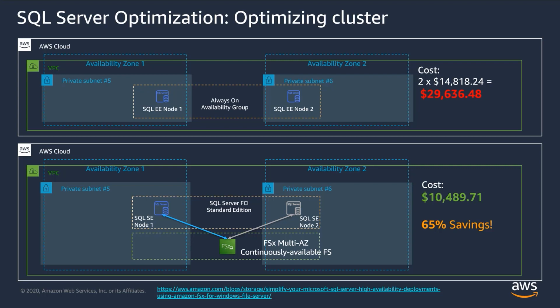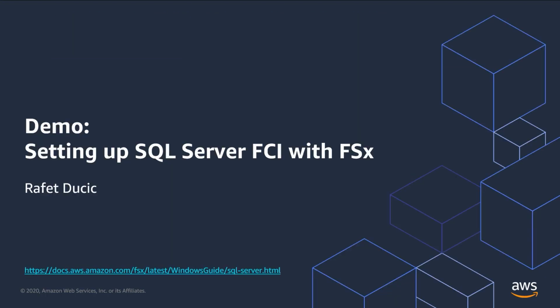In the past, implementing SQL Server FCI in the cloud was rather complicated and required acquisition and deployment of third-party software. With the introduction of the Amazon FSx Multi-AZ deployment option with continuously available file shares, creating SQL Server FCI on Amazon AWS became simple and easy. My colleague Rafet Ducic will now demonstrate the main steps of setting up a SQL Server failover cluster instance using FSx for the data layer.